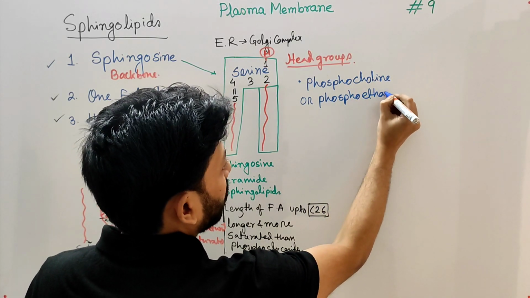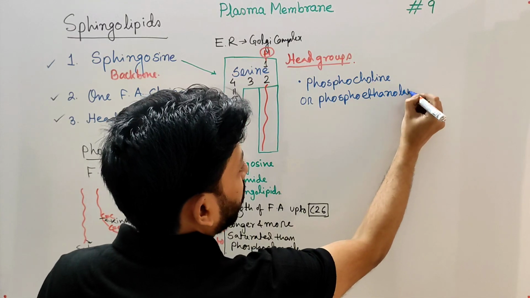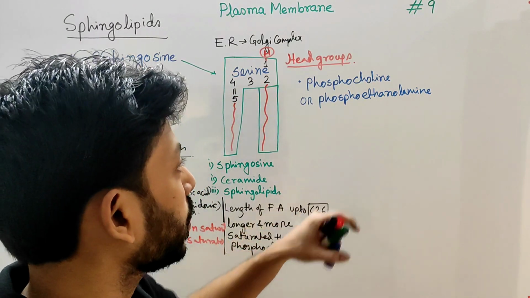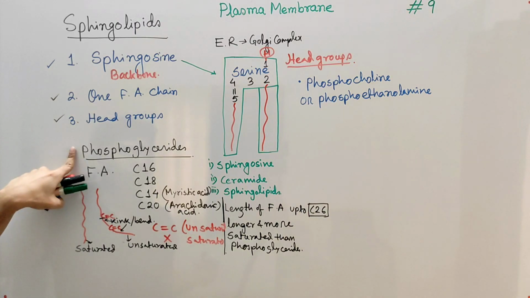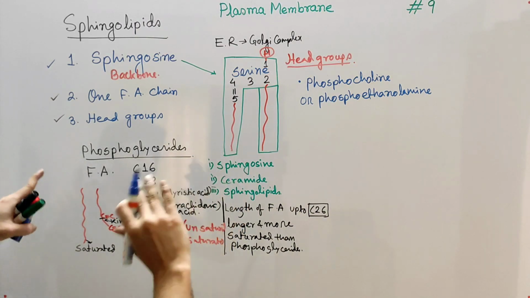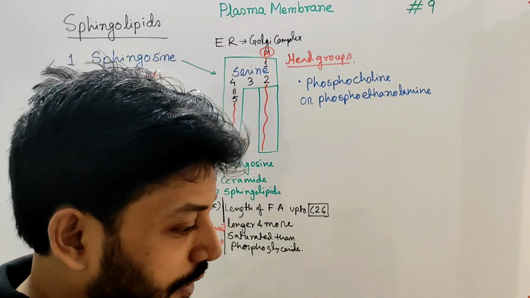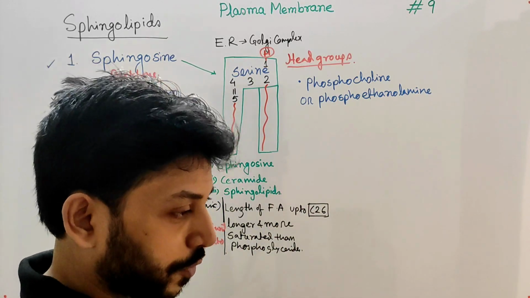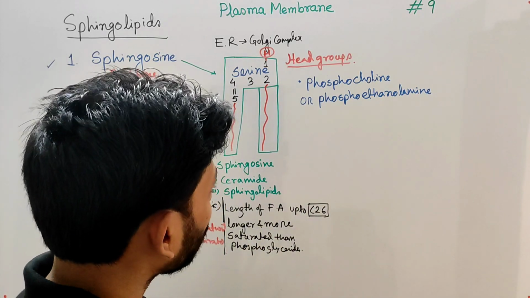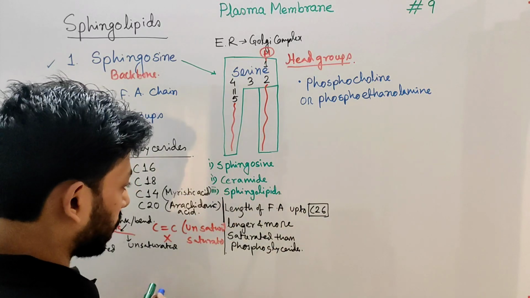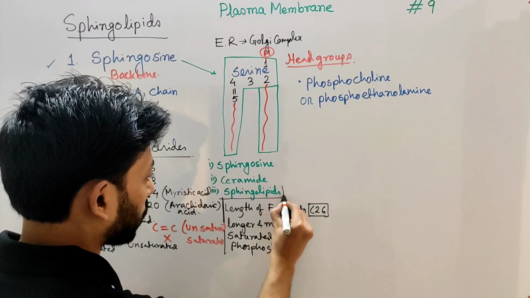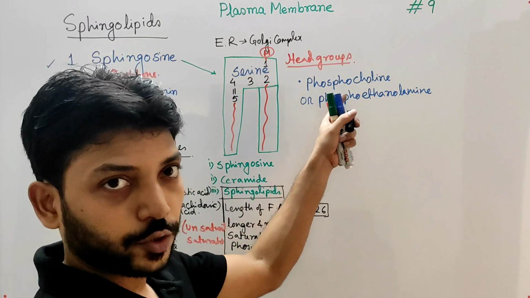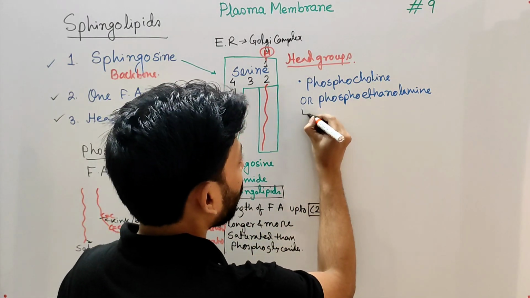phosphoethanolamine. Phosphoethanolamine can be the head group. This phosphoethanolamine can also be the head group of phosphoglycerides. So basically the two head groups are similar in both phosphoglycerides and sphingolipids. Now those sphingolipids, remember, this is the structure of sphingolipids, and those sphingolipids that contain this type of head groups are called sphingomyelin.